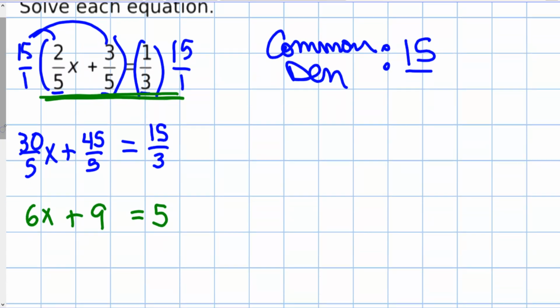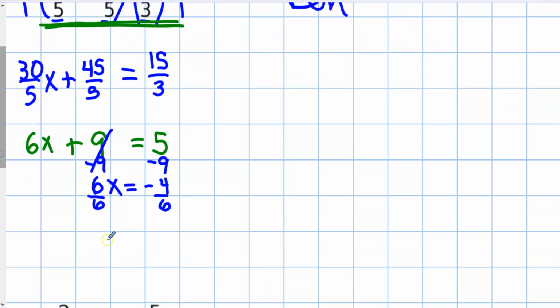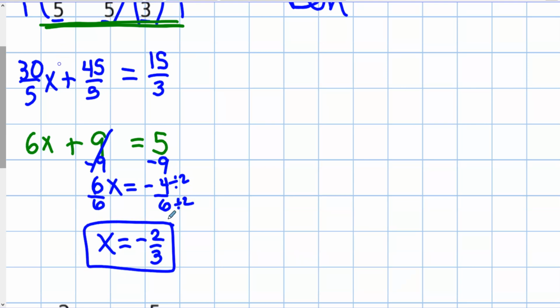So you can finish that like you've learned to finish a two-step equation by first subtracting 9. You get 6x equals -4, and then divide both sides by 6. You get x equals -4 over 6, which can be reduced to -2/3. Divide both the top and the bottom by 2. Okay.